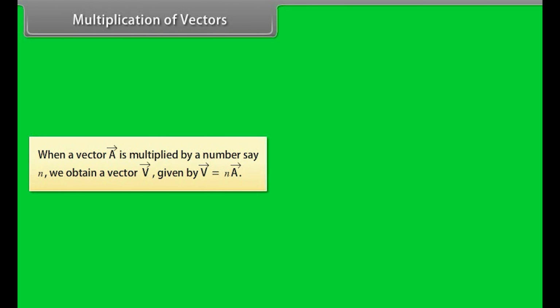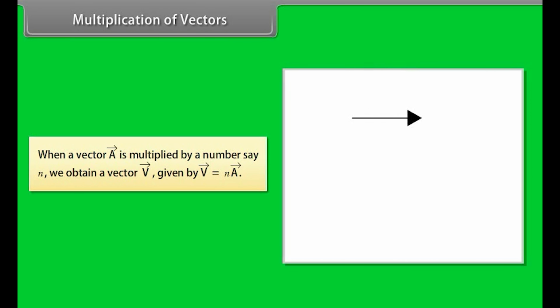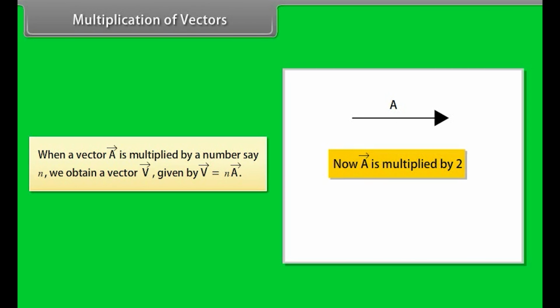Multiplication of vectors. When a vector A is multiplied by a number say n, we obtain a vector V given by V vector is equal to n times A vector. Let's take an example. If a vector A is multiplied by 2, the resultant vector 2A is in the same direction as A vector and has a magnitude twice of A vector.